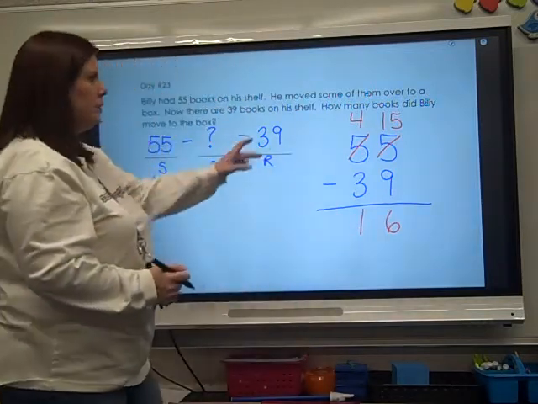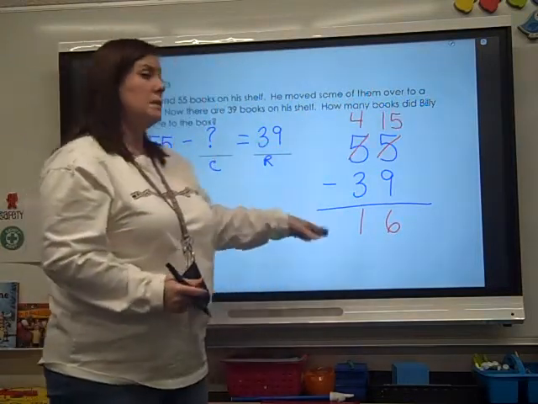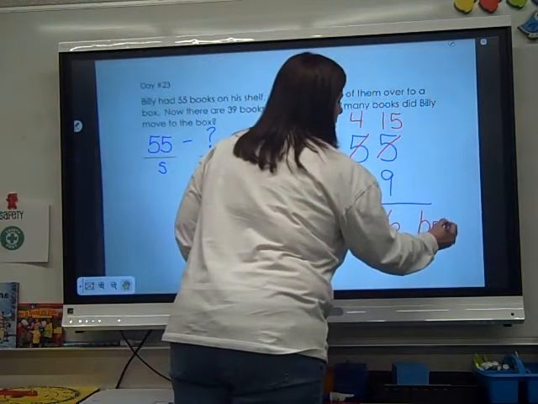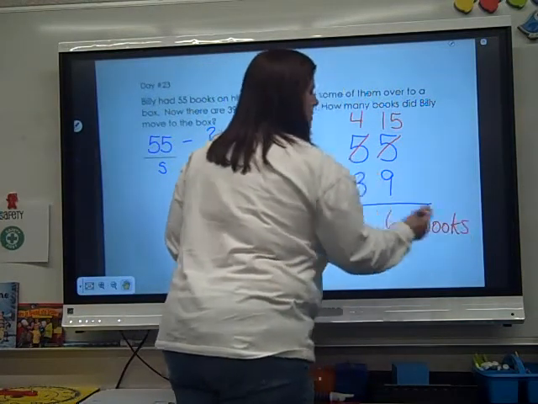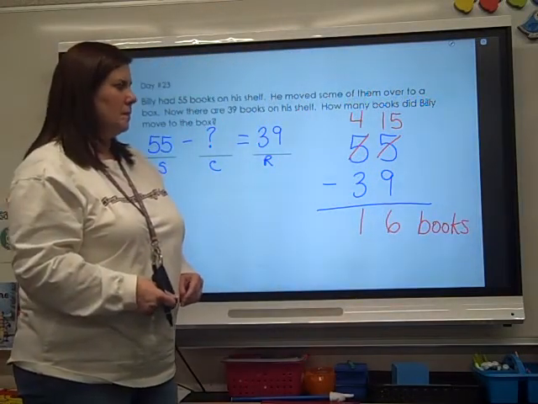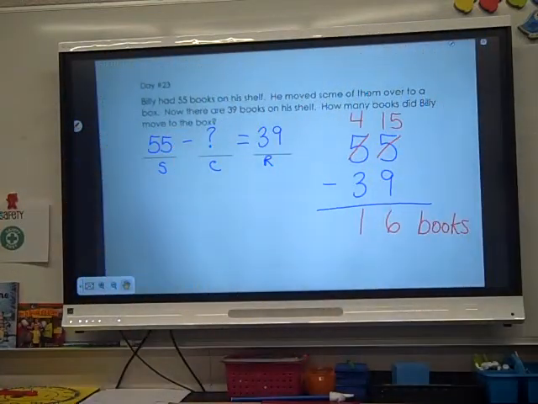16 what? Well, look in your question. How many books did Billy move? 16 what? Books. Make sure you label your answer. Books. Okay? All right, finish that up. I'm going to move my paper.